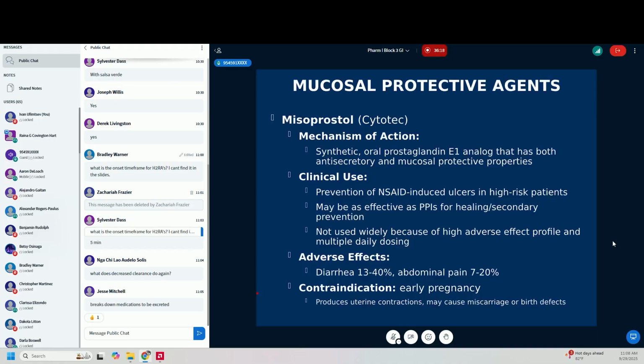But because of the big controversy, especially now with abortion laws and things like that, misoprostol is not seen as much, and we don't use it as often. It is still available, but it does have contraindications in our patients who are pregnant because it can cause them to have contractions and potentially a miscarriage. So just make sure that you're not using this in your pregnant patient.